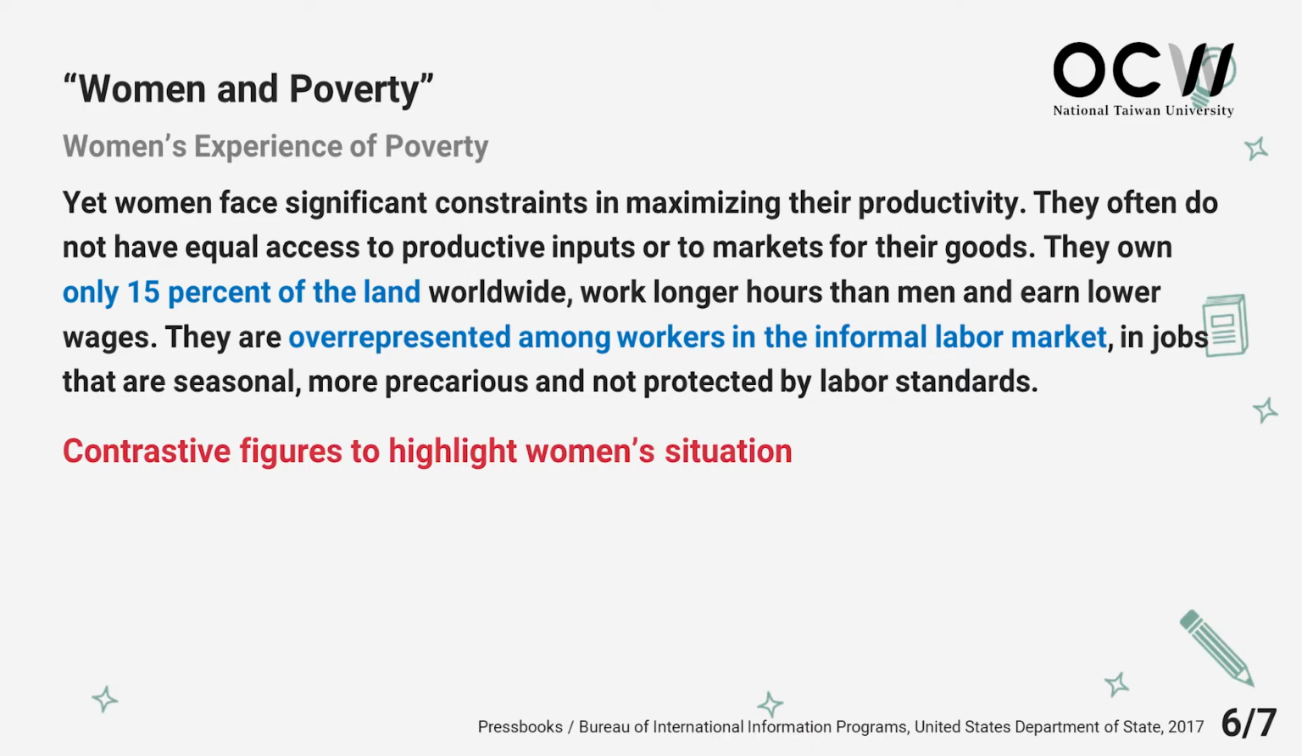And then now we can see 2 polar figures that are also mentioned in this paragraph. The first one is that women only own about 15% of the land, while the other one is that women are overrepresented in the informal labor market, which is a dangerous market. One being too little, the other being too much. This very contrastive figure creates a sense of contradiction to alert the reader that urgency is here. And so this type of sentence structure actually highlights the woman's situation even further. And so when you're reading, ensure that you pay attention to these particular figures or these particular statements.